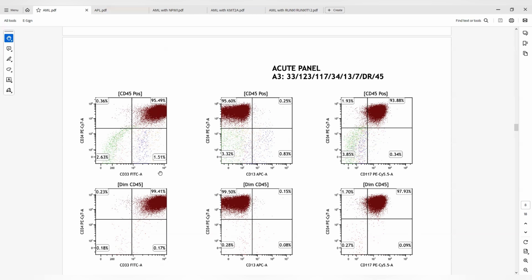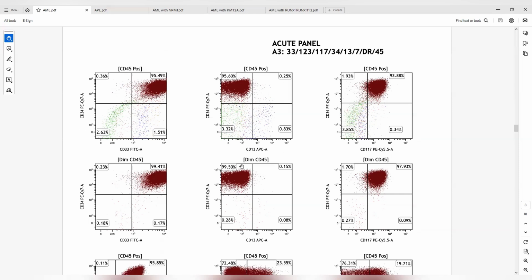CD33 is a myeloid marker. Additional myeloid markers include CD13 and CD117. CD117 is an immature myeloid marker. CD13 and CD33 are more on the mature side. Additional markers include CD11b, CD15, CD65, and myeloperoxidase. And to call an acute myeloid leukemia, you need at least two myeloid markers. Preferably, you need myeloperoxidase MPO expression. So here we do have CD33 expression. We do have CD117 expression. CD13 is negative.